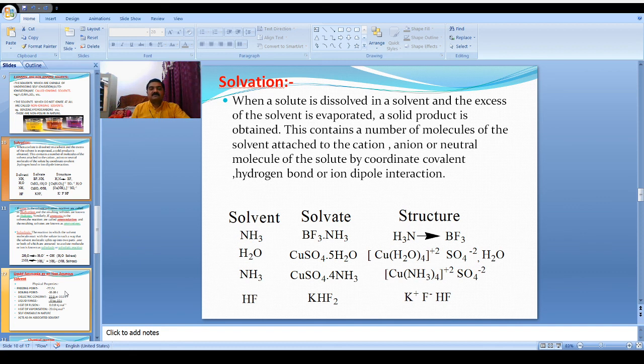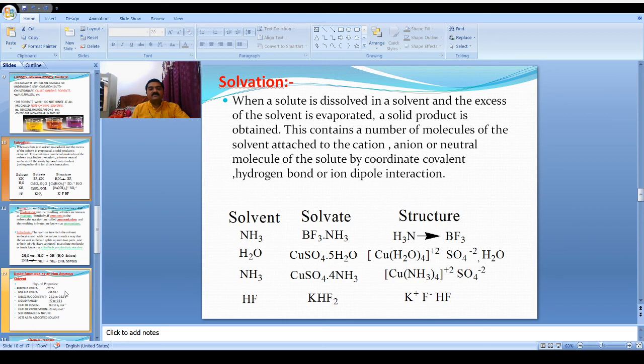And a ligand is an atom, ion, or molecule which is able to donate a lone pair of electrons to the central metal ion and form the coordinate covalent bond. Here is the example: formation of BF3 and NH3.